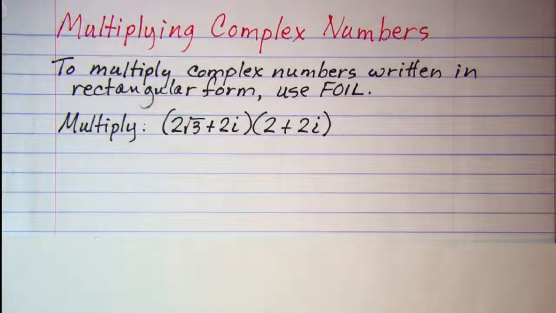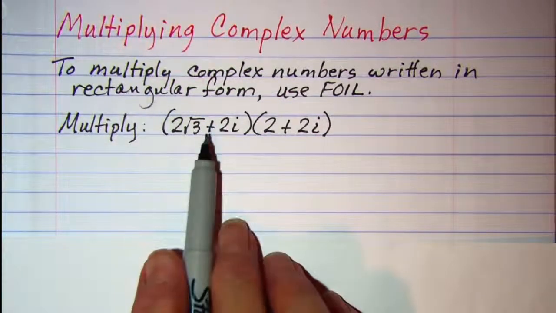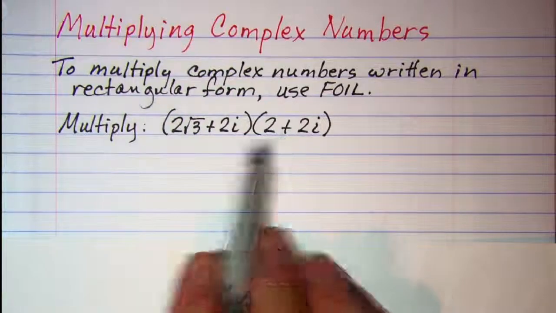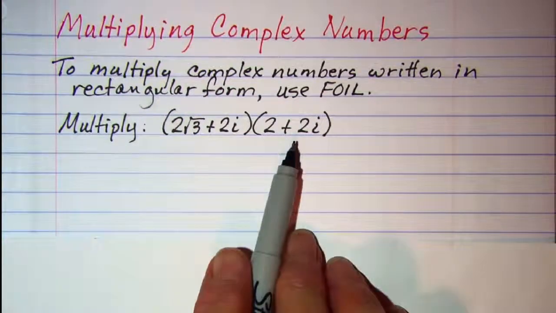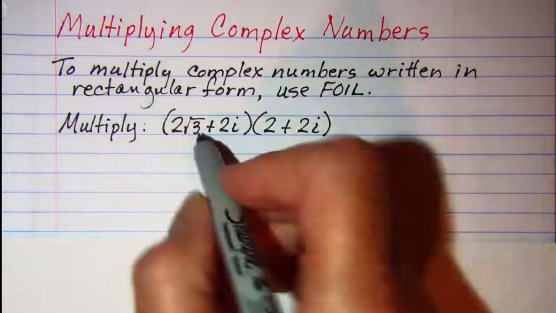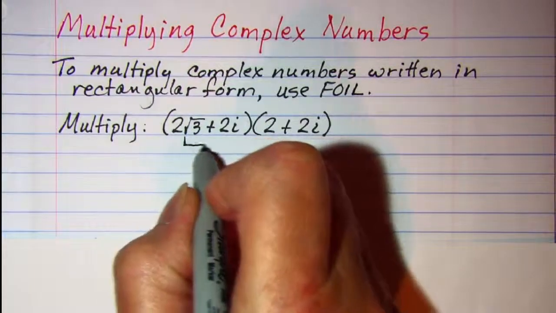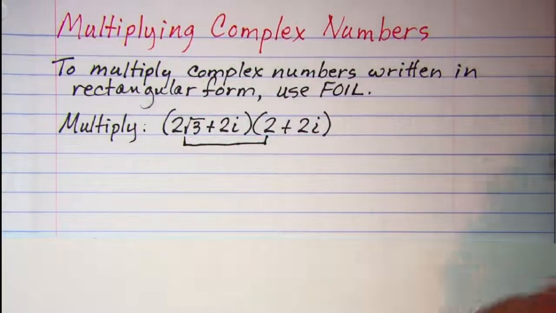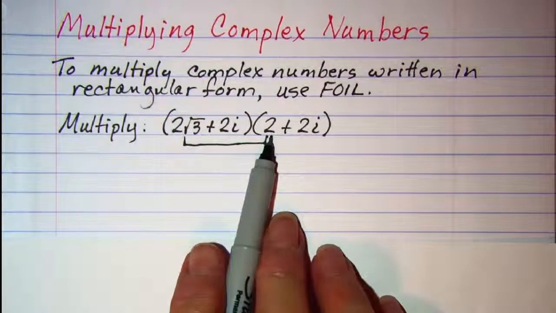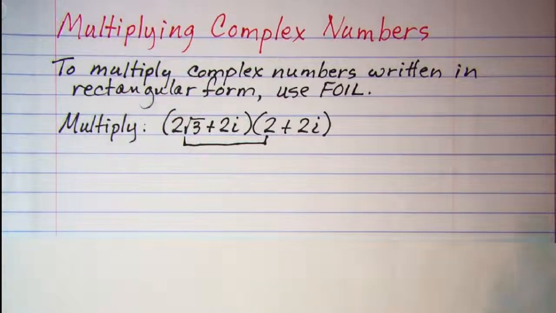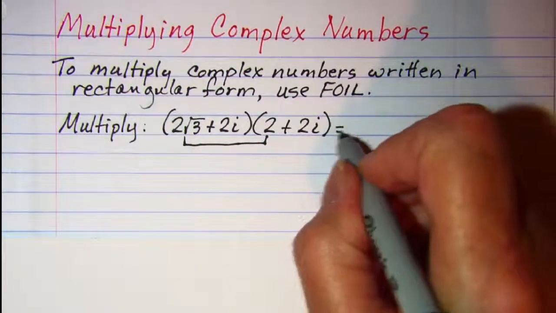In this video, we'll be multiplying complex numbers. To multiply complex numbers that are written in rectangular form, you just use FOIL. So let's multiply these two complex numbers together. Our product of our first terms, 2 root 3 times 2, is 4 root 3.